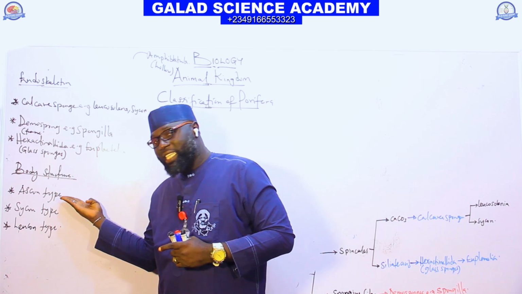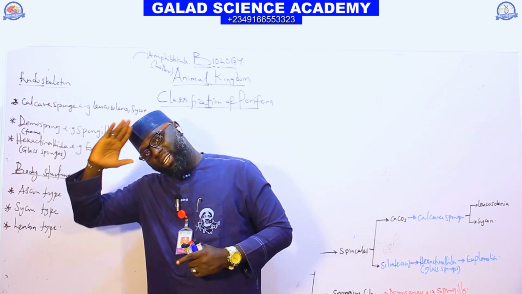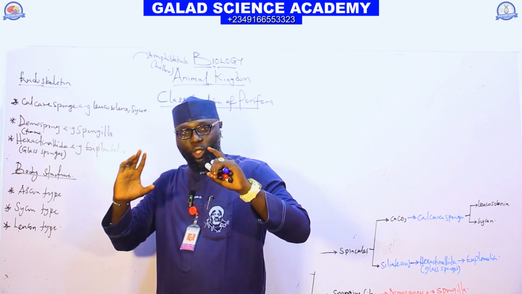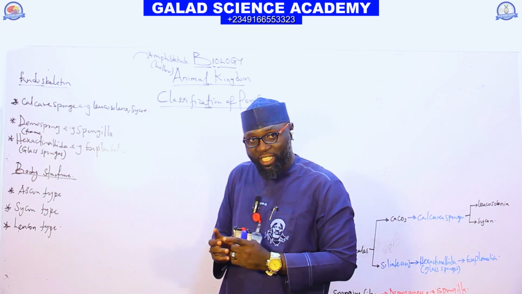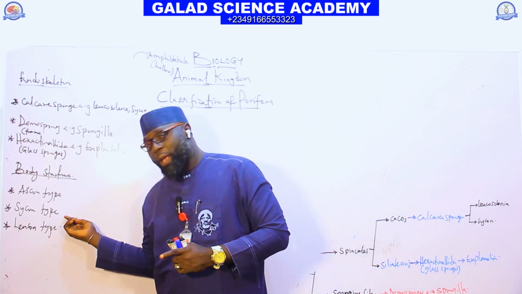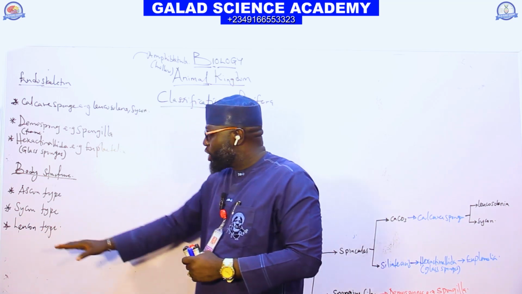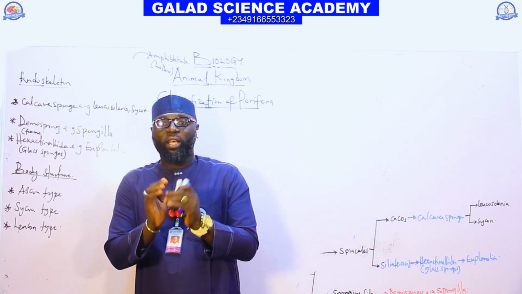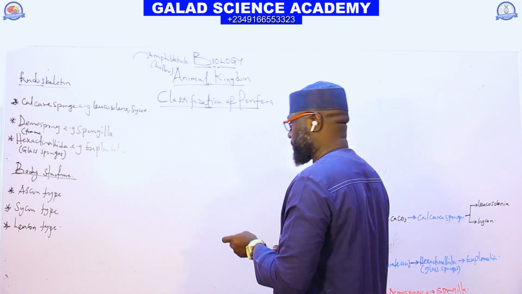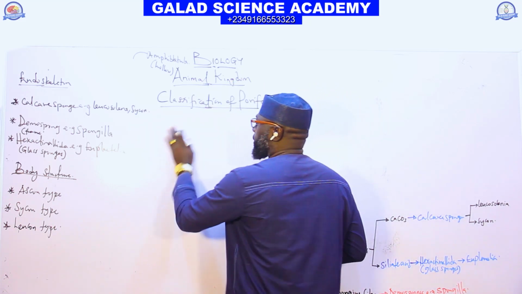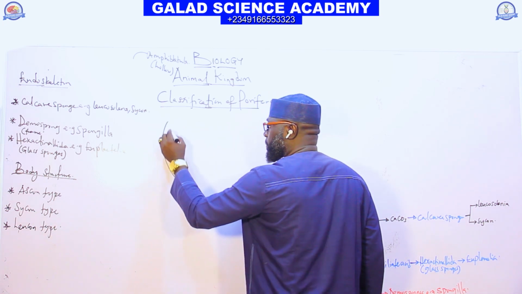The choanocyte in Ascon can be found in the spongocoel, which is an empty cavity called the paragastric cavity. But in the second type, the choanocyte can be found in the radial canal. But in Leucon type, it can be found in the chambers. Let me give you the structure of three of them. See it in this form.